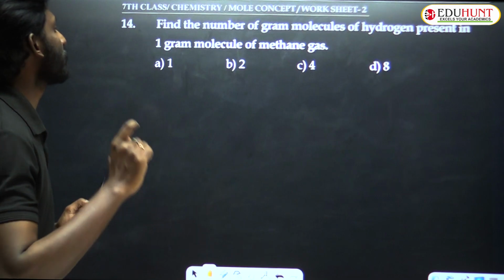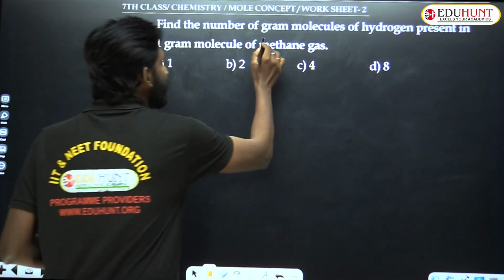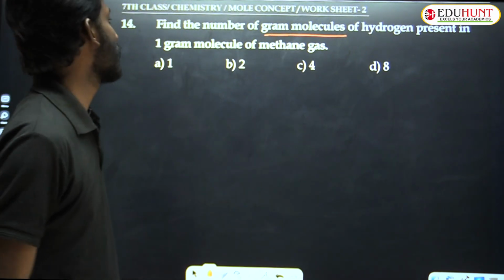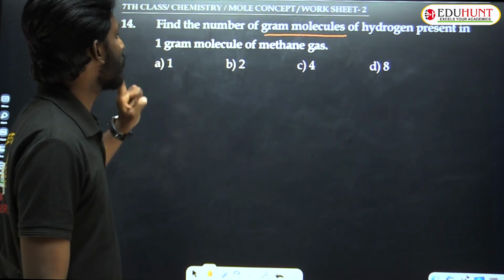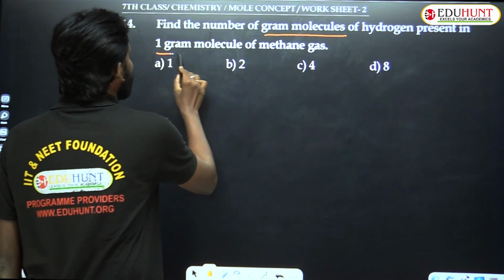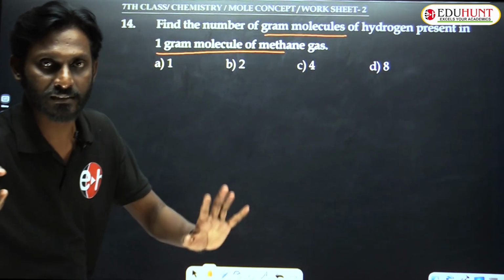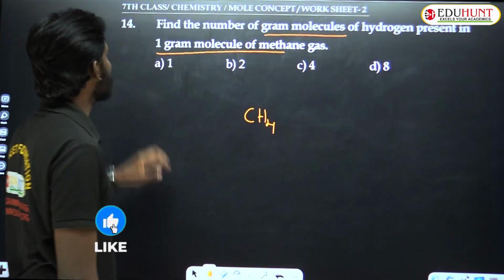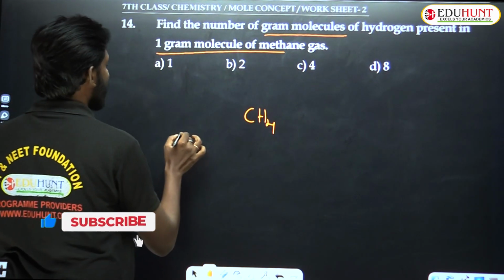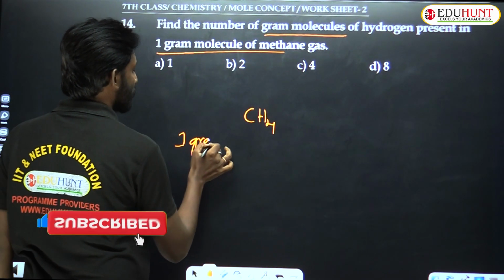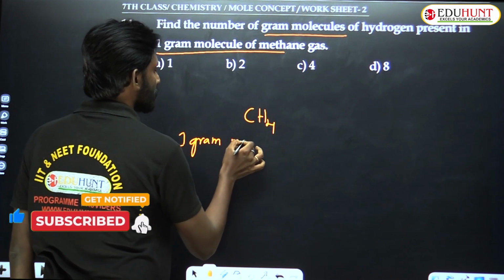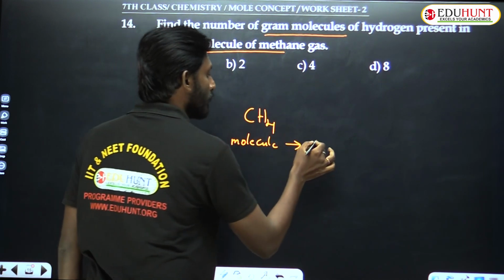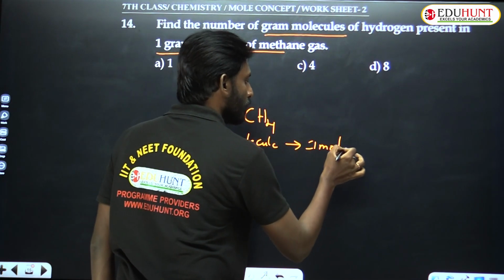Find the number of gram molecules of hydrogen present in 1 gram molecule of methane gas. Again, 1 gram molecule means 1 mole molecules. It's a very interesting question. See, you have taken methane. How much have you taken? You have taken 1 gram molecule. 1 gram molecule means how much? 1 mole.